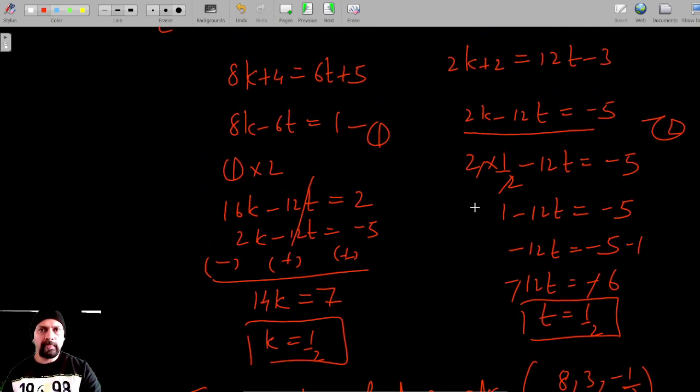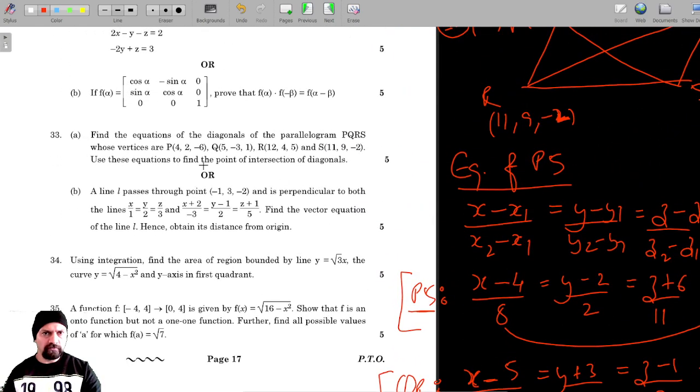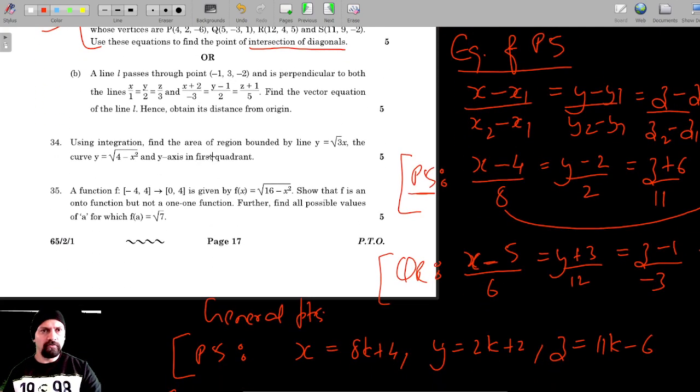Okay, so using these equations, we found the point of intersection of the diagonals. So we are done with part A. Let's move on to part B.